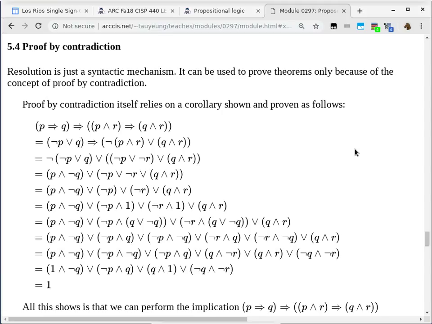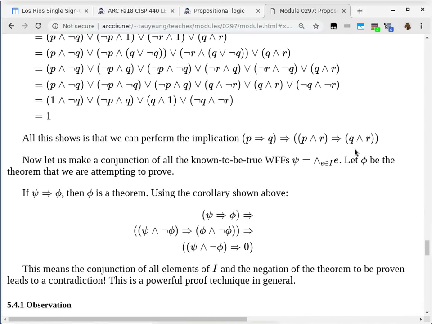So why is that of any use? Well, we're going to do the following. So then we look at this here. Basically, in this case, psi is everything that is known to be true already. And phi is the theorem that you're trying to prove. Is that okay? I'm just giving these things labels, okay?